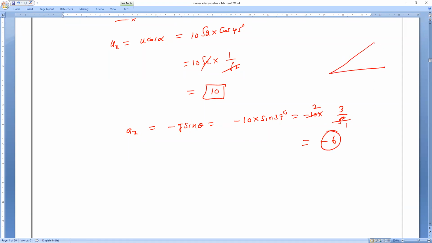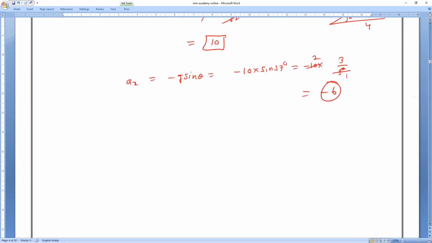Because theta is 37, what is the sine value? Here we have 4, here 3, here 5. What is the sine formula? Opposite by hypotenuse, so 3 by 5. Is everything clear? Understood?